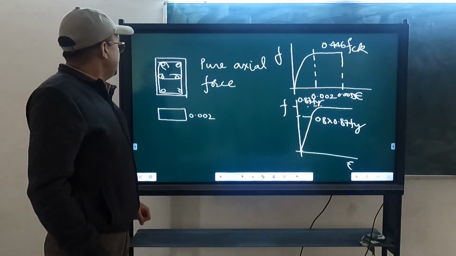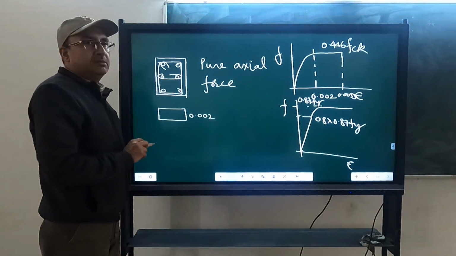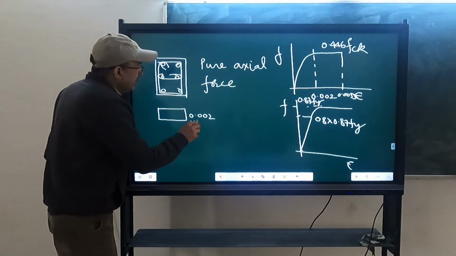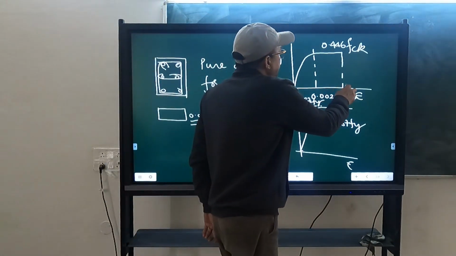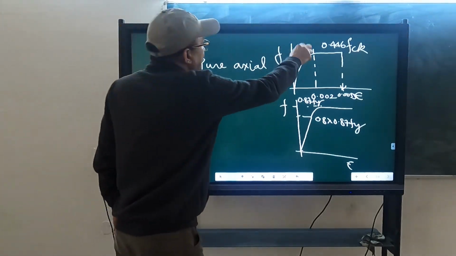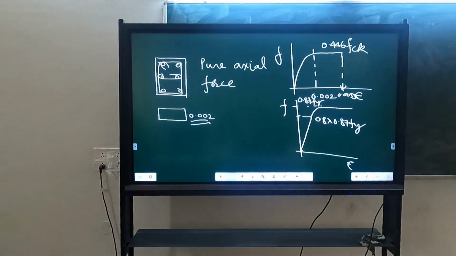Now the first question is, at what strain will I say that the limit state of collapse has been reached? What is the limit state of collapse? That it is under imminent collapse. If I increase the load just a little bit, it should fail. So the first question which should come to your mind is, why 0.002? Why not 0.0035? Or somewhere in between. So why 0.002?